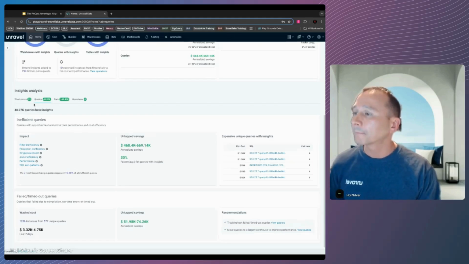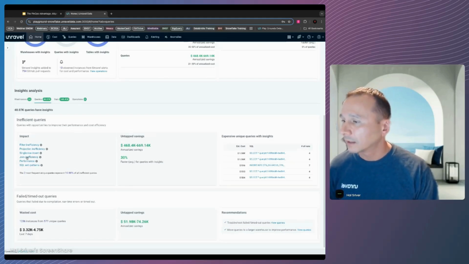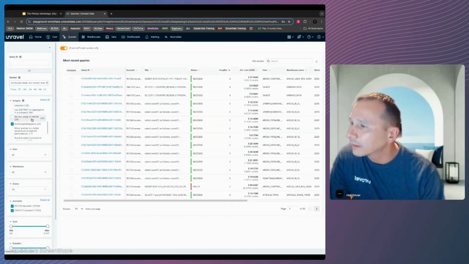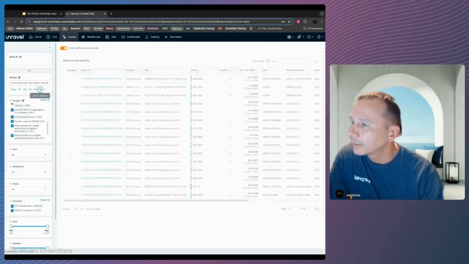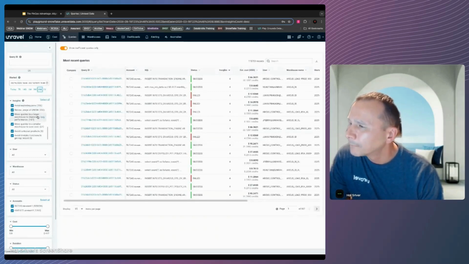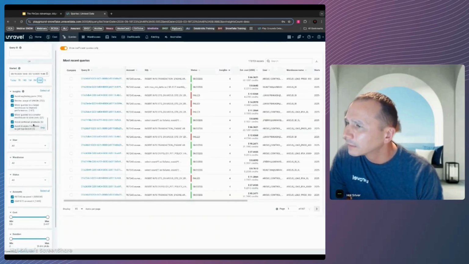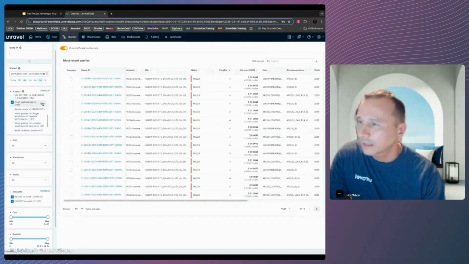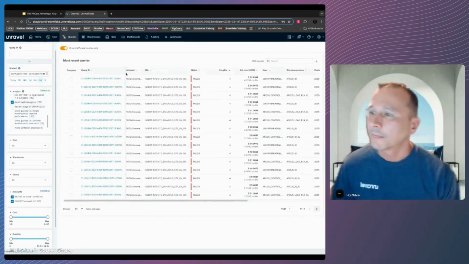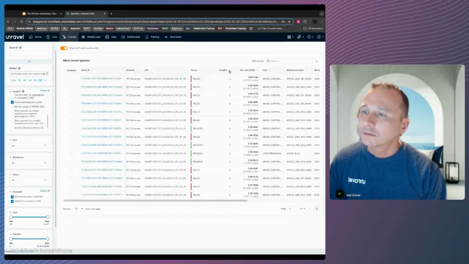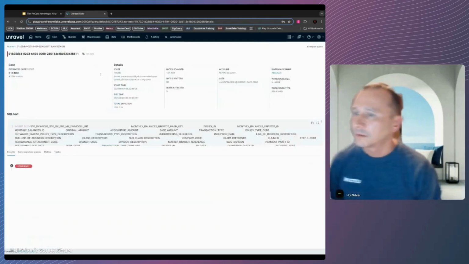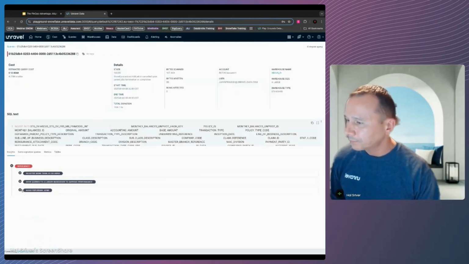So I'm going to click into one of these, and let's look at join inefficiencies. And let's expand our time out a little bit. And let's look at, okay, avoid exploding joins. Okay, this is that Cartesian product example. Let's find something interesting here, hopefully. Avoid exploding joins. All right. So what are we looking at here?